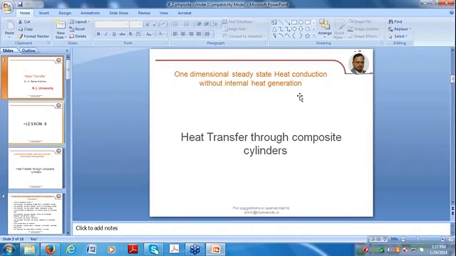So far we have seen the heat transfer through a slab, through a hollow cylinder, and through a hollow sphere. And we have also seen the heat transfer through a composite slab. We have defined the thermal contact resistance that occurs between the two layers. And today we will see the heat transfer through composite cylinders.